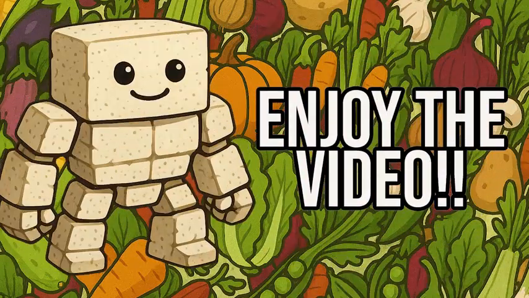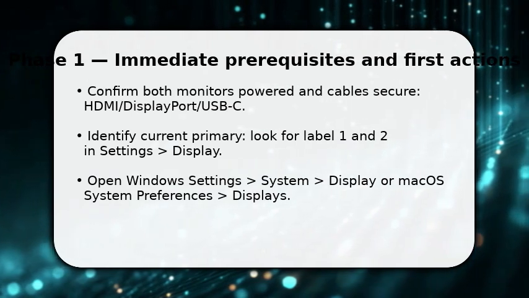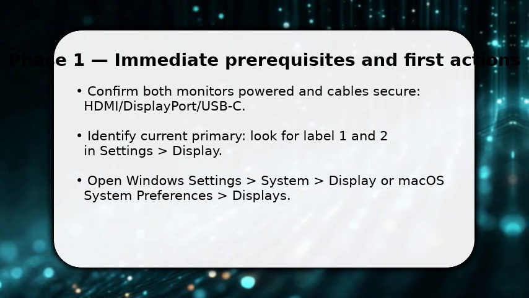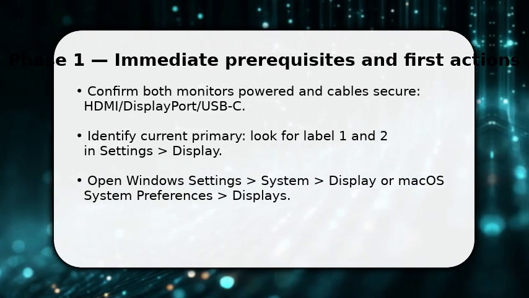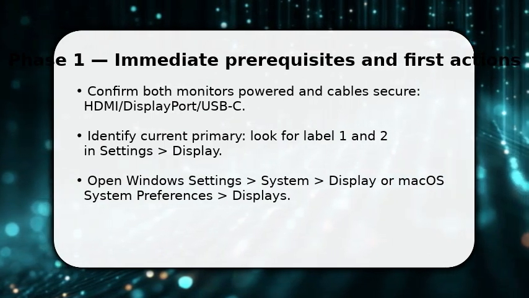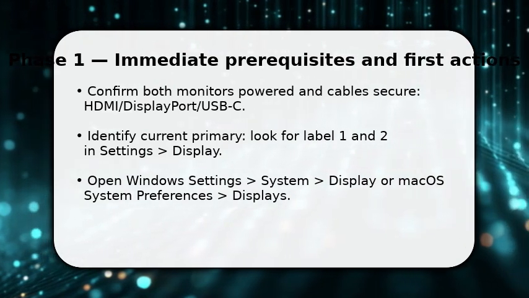Please enjoy the video. You're starting by confirming hardware and opening the right control panel. First, make sure both monitors are powered and cables snug, then open Display Settings. Once done, locate the numbered monitor icons, 1 and 2, to identify which is currently primary. You need that visual to swap roles.